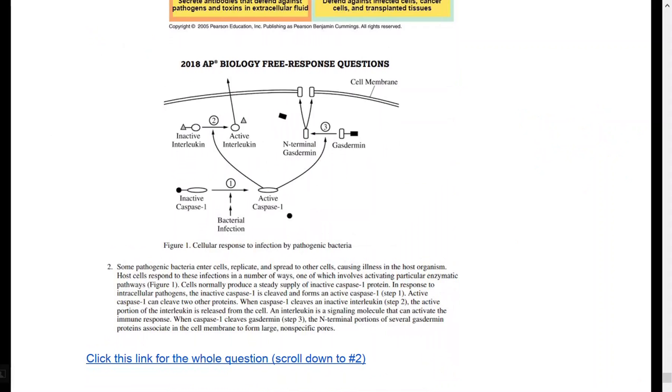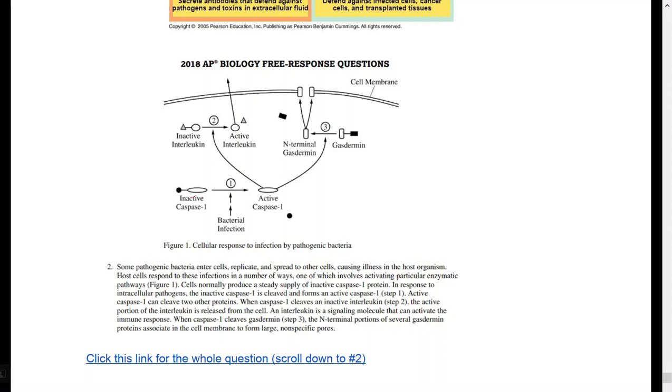When caspase-1 cleaves an inactive interleukin, the active portion of the interleukin is released from the cell, right? And then it also affects the gasdermin and activates it so that it makes these pores, right? I know it's a lot of words, but the big idea is understanding what it does, and it gives us a diagram. Thankfully, we don't just have to figure out what all these words mean.